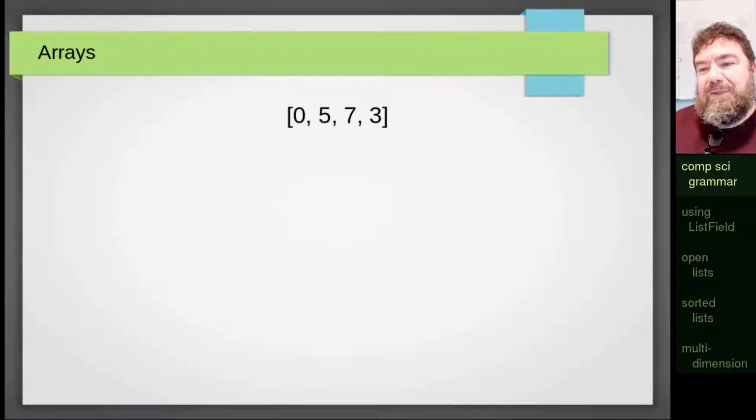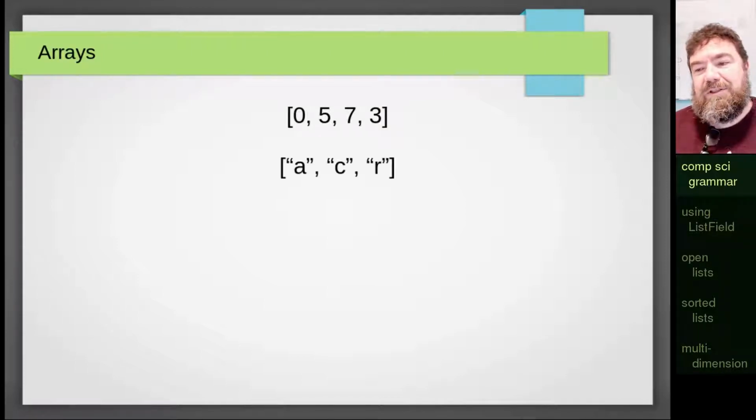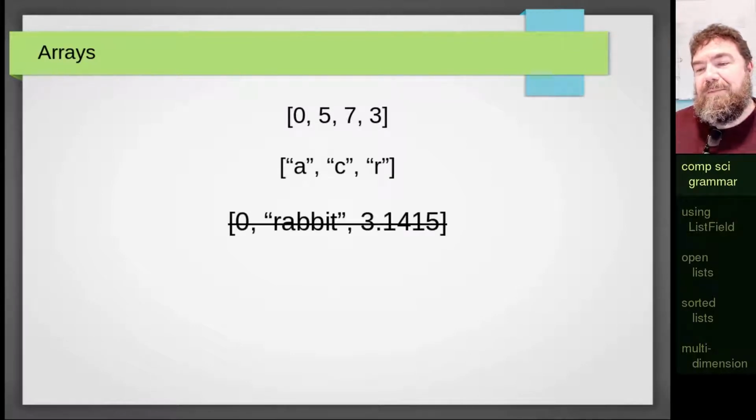But an array is a little bit different. It has a much more restricted form. So this is also a list, but it's also an array. In this case, it's an array of integers. This is also an array. It's an array of strings. But this is not an array, getting back to the example from the lists, because the data types don't match. In an array, a true array, all the data types match.